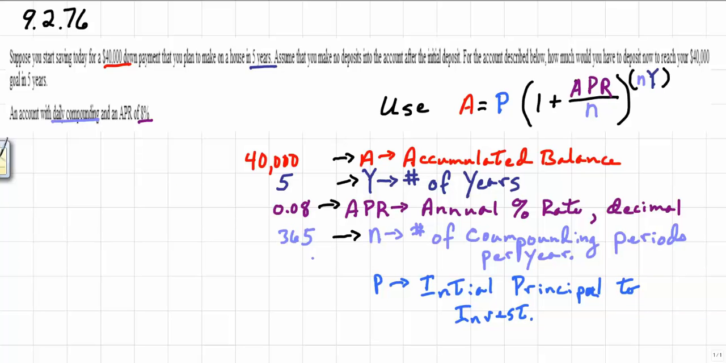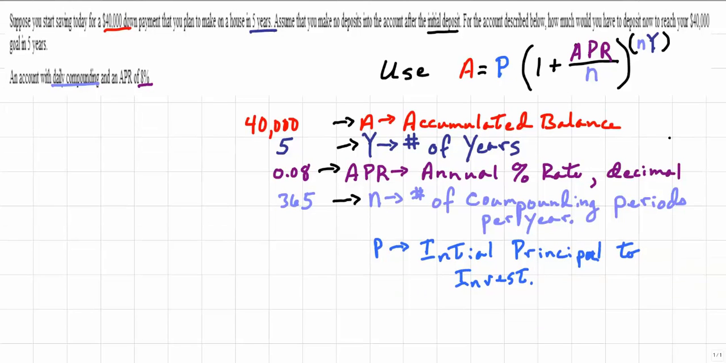The only thing that's not given in the problem is the initial principal to invest, and that's what I'm trying to find. It says that we're going to start saving today. We're going to buy the house in 5 years. We're going to make no deposits into the account after the initial deposit. How much do I need to deposit now in order to earn $40,000?